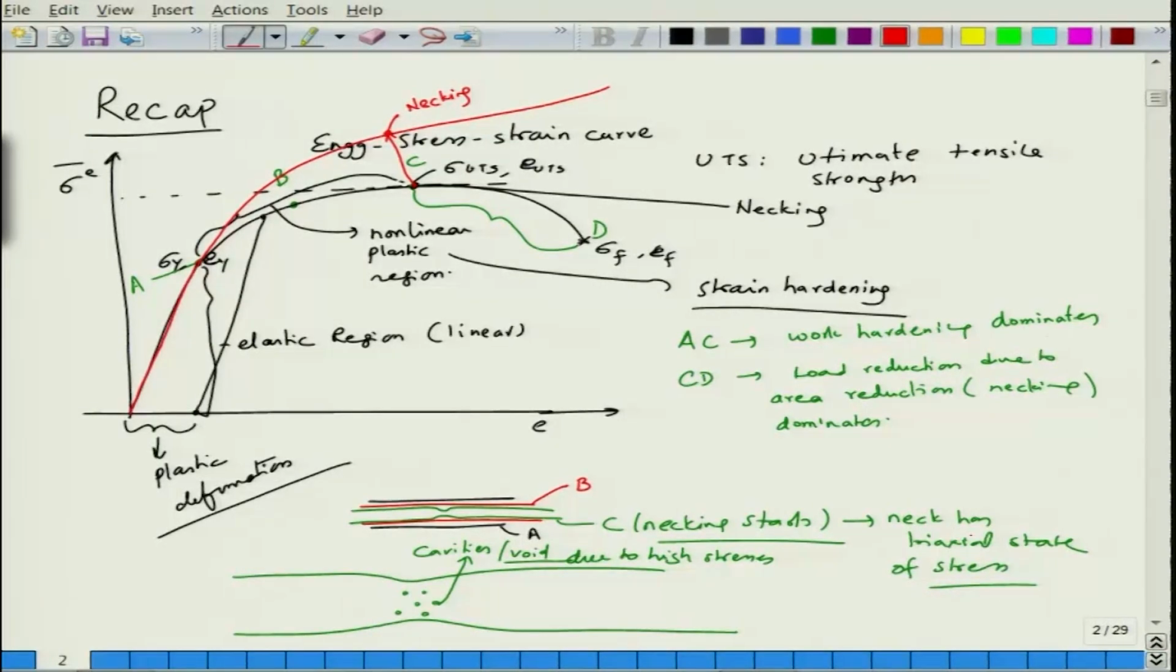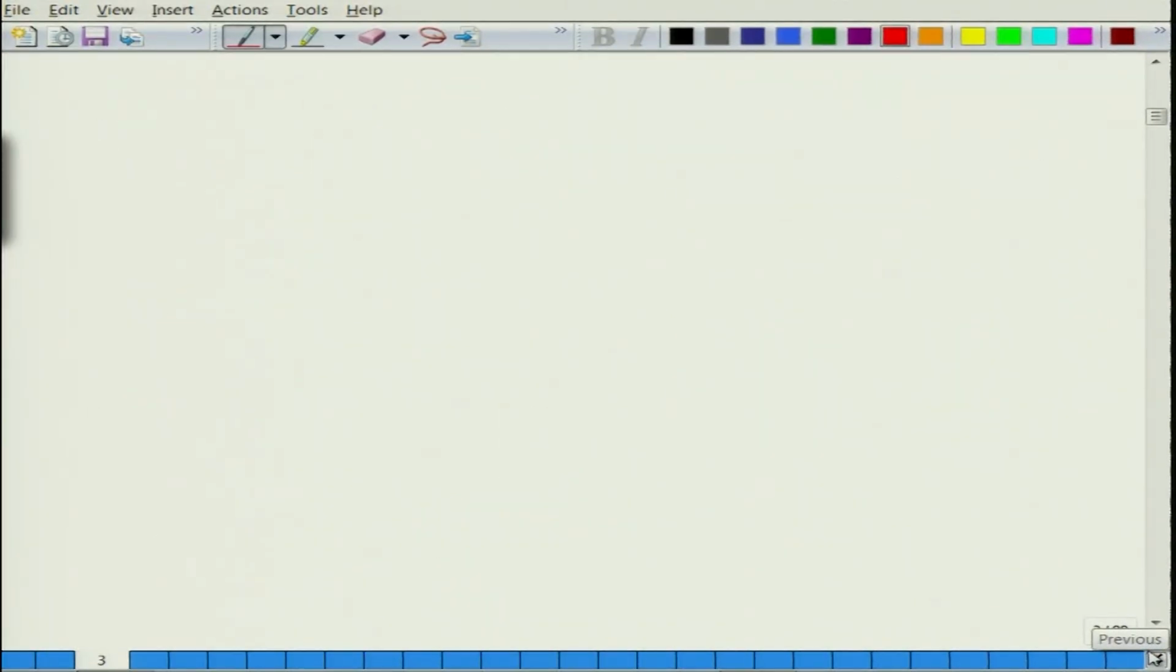So, here we said that you have a triaxial state of stress. Let me just briefly explain what the states of stress are so that you do not get confused. So, there are various states of stress. So, you have uniaxial tension.